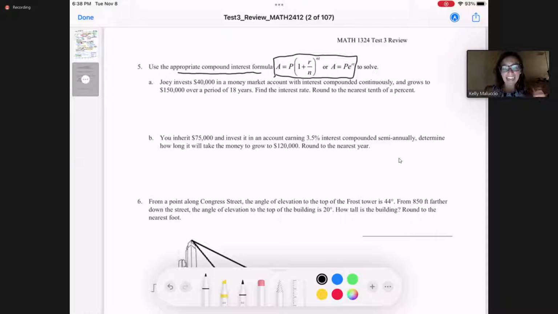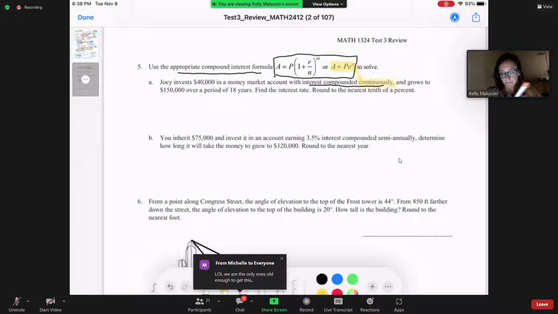But no, okay. So Joey invests $40,000 in a money market account, okay, with interest compounded continuously. Ding, ding, ding. That tells me continuously, I've got to use this, right? That's what that tells me right away. And it grows. Oh, wow. Okay. It grows to $150,000 in 18 years. Okay. I mean, I don't know. That sounds good.